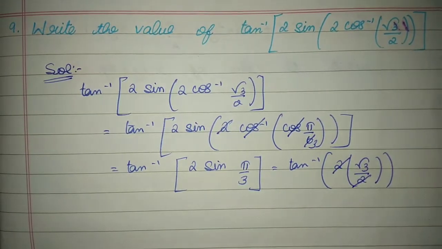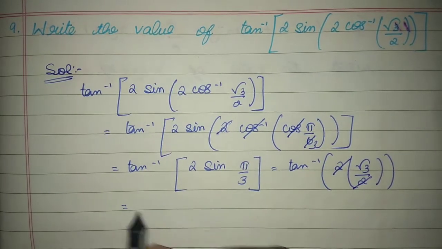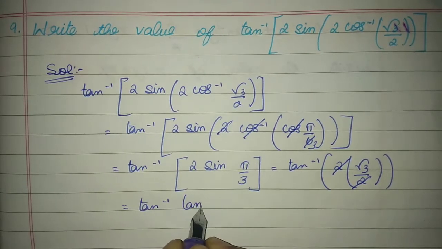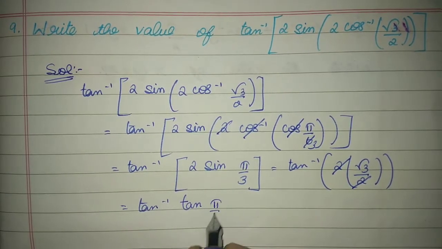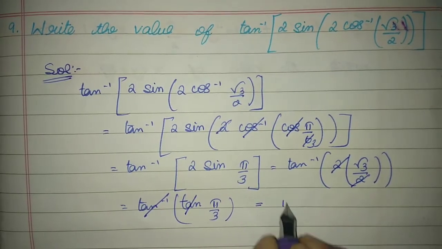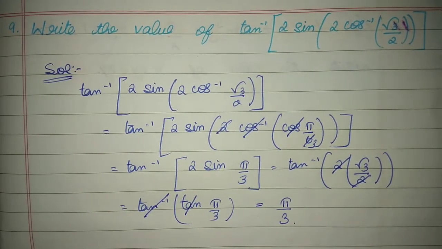So 2 and 2 will get cancelled. So what is tan inverse of root 3? It is tan inverse of tan pi by 3. So tan and tan inverse will get cancelled. So my final answer is pi by 3.